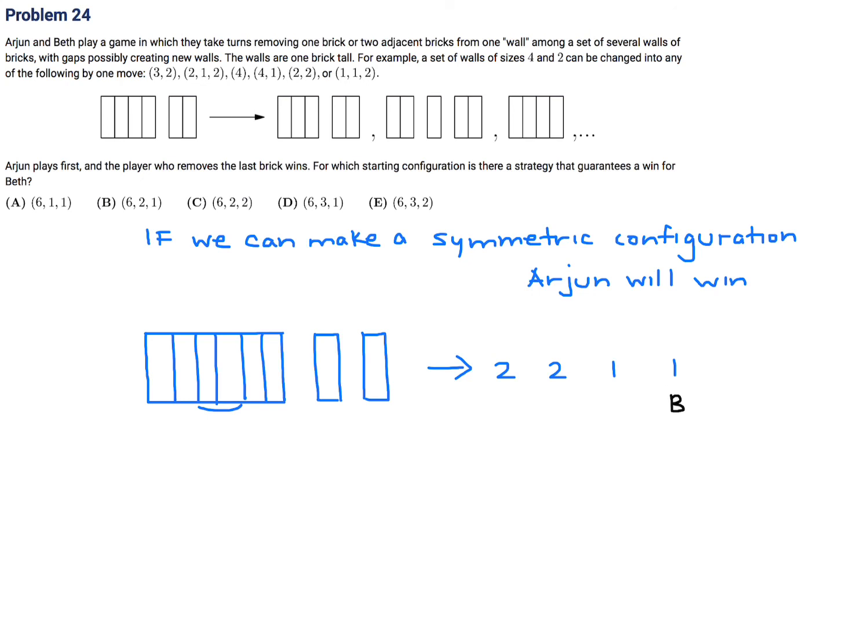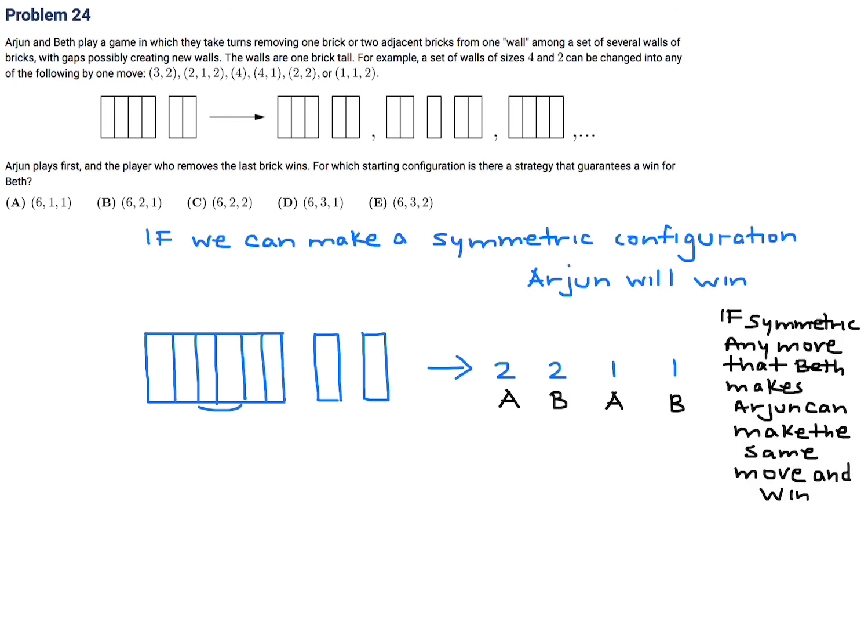Because if this situation occurs, then whatever move that Beth makes, Arjun can make the exact same move. So if Beth removes that, Arjun can remove that. If Beth removes those 2, Arjun can remove those 2 and win. So any move that Beth makes, Arjun can make the exact same move and win. Okay, not convinced? Let's try another example.